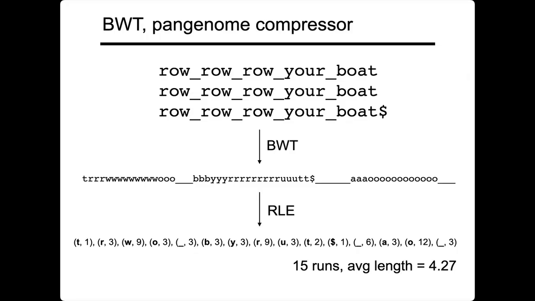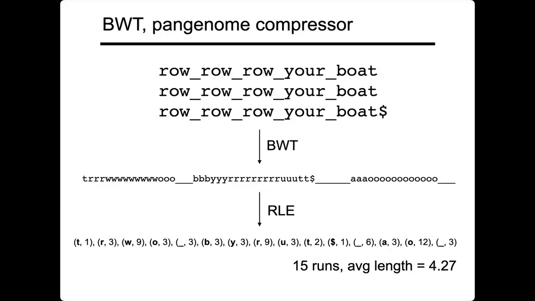And so we started with 64 letters. There's 64 letters in those 3 strings. But if you put it through the Burrows-Wheeler transform, there are only 15 runs, which we can then represent. And so if you wanted to give an approximate compression ratio, we might take the number of letters divided by the number of runs, and that gives us 4.27.